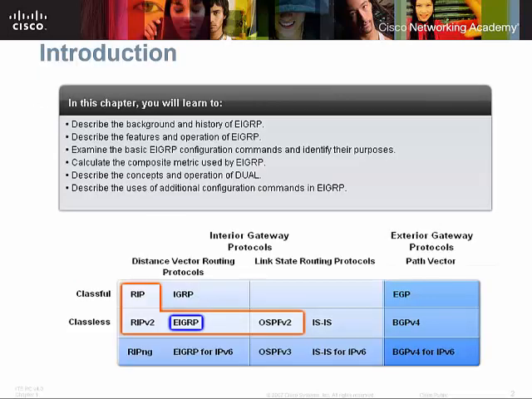Well, by the early 1990s, our networks were no longer classful, they were classless, and RIP was updated to RIP version 2 to add this classless functionality. Likewise, Cisco updated IGRP to EIGRP to add this classless functionality.